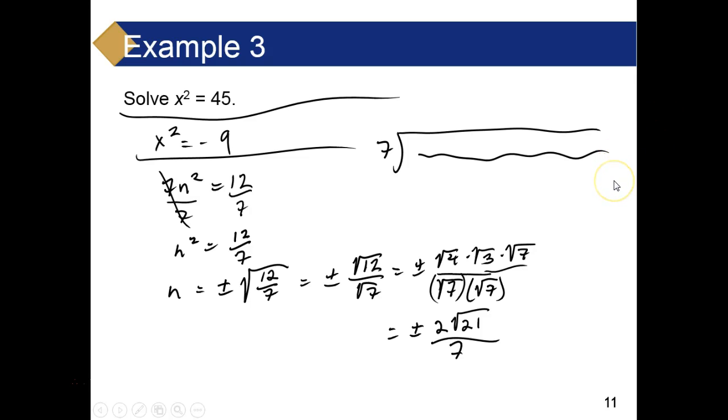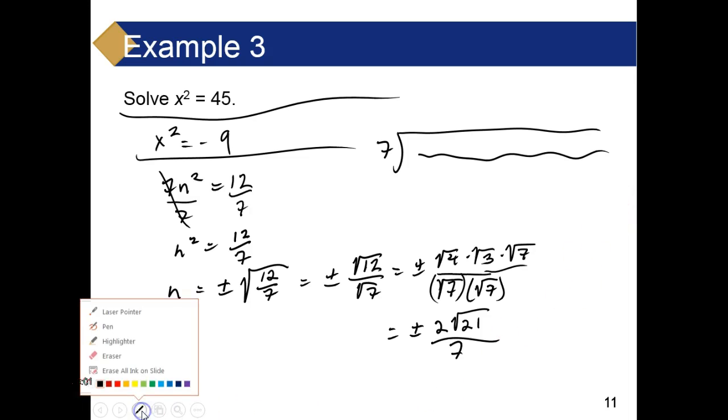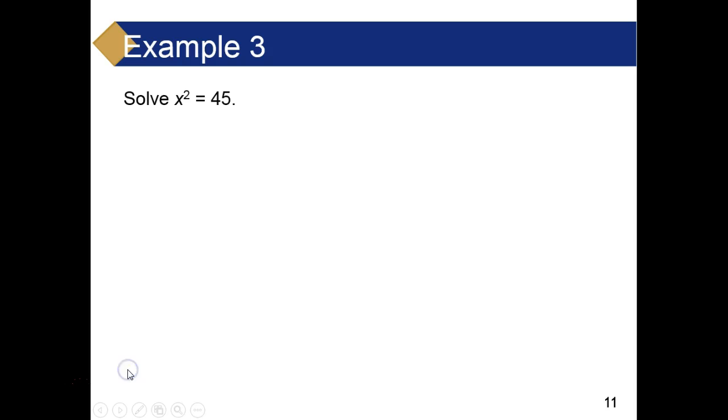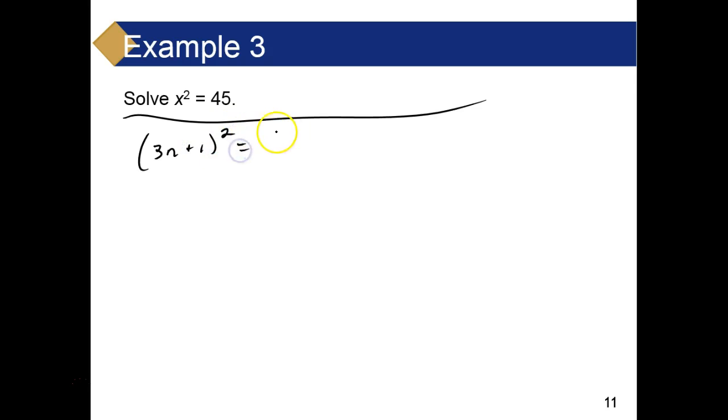Okay, so anyway, that's the only reason, I'm sorry, I spent way too much time on that. Here's one that we do need to do. So this is much more practical than those were. All right. (3n + 1)² = 25.